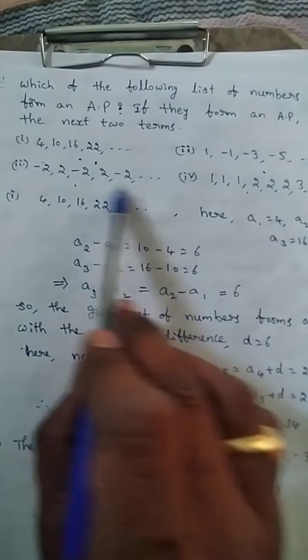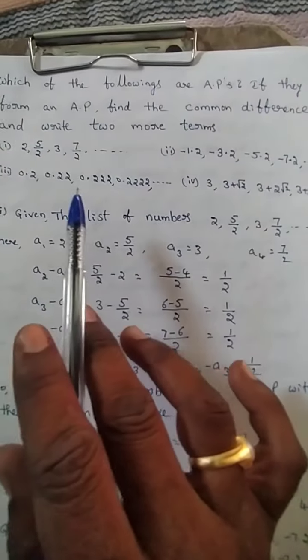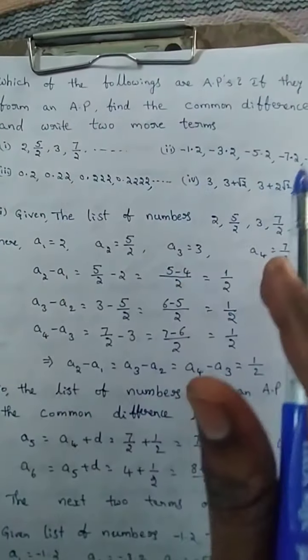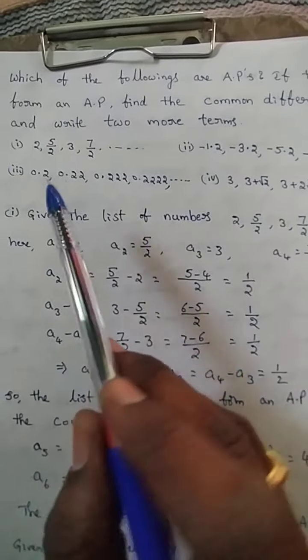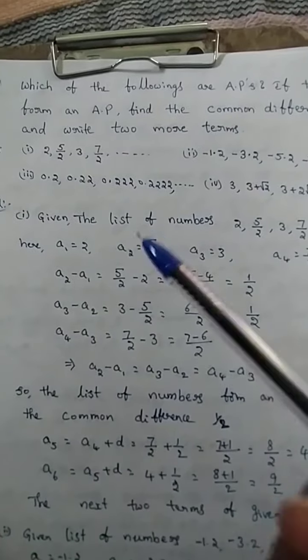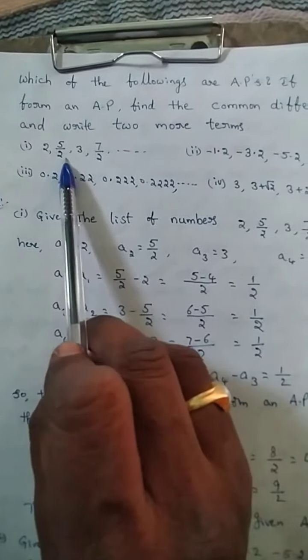class were just integers. Based on the integers, we can solve the problem. But here, these are real numbers. Rational and irrational numbers are there here. So the procedure is the same. Okay. So first, we can solve the first question here.